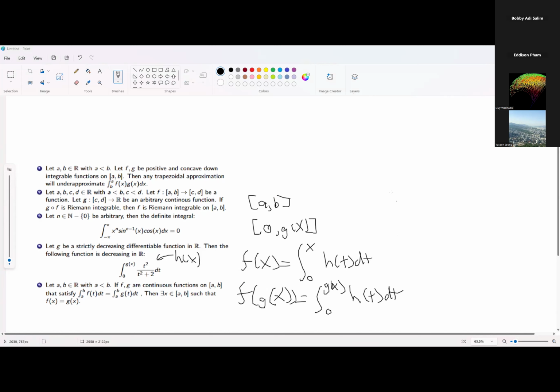Okay, let's differentiate it. So we get df of g with respect to x, and that's equal to simply f prime of g times g prime of x. How did I get this answer? Chain rule. You get this through the chain rule. From here, you can realize g prime is less than 0, right? Because we said originally that g was a strictly decreasing function.